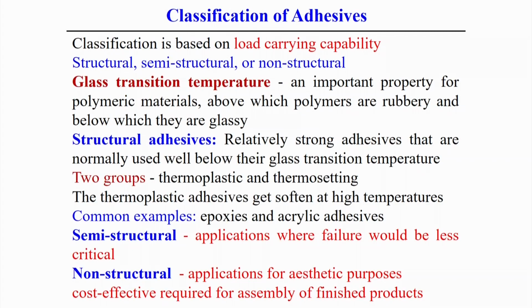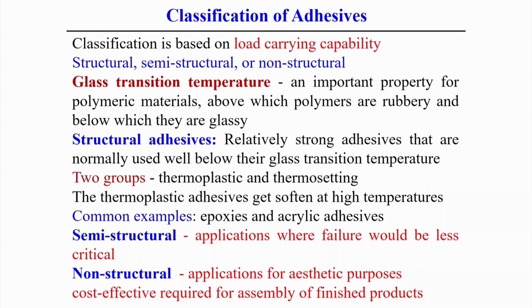Now, classification of the adhesives: what are the different types of adhesives that can be used? There are different types of adhesive materials that can be used for adhesive bonding, but here we try to do the classification based on load carrying capability. Depending upon the load carrying capability, the adhesives can be defined as structural, semi-structural and non-structural. These three types of classification are based on the load carrying capability of the joint using the adhesives.